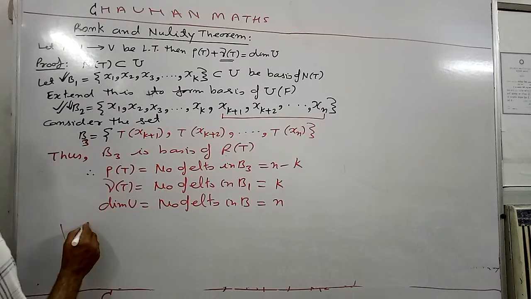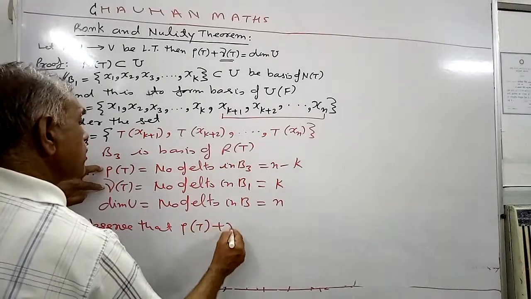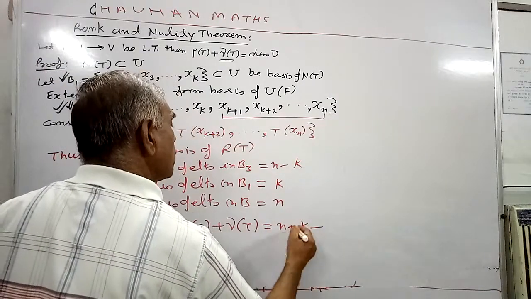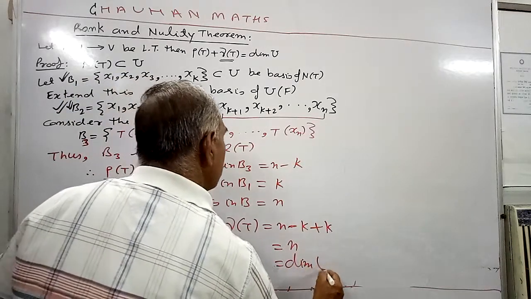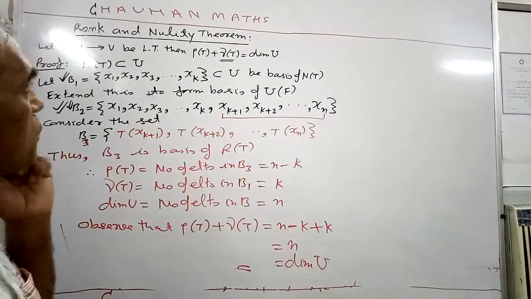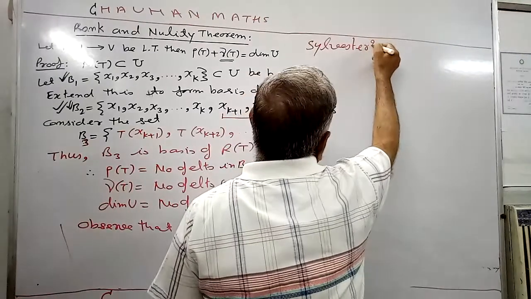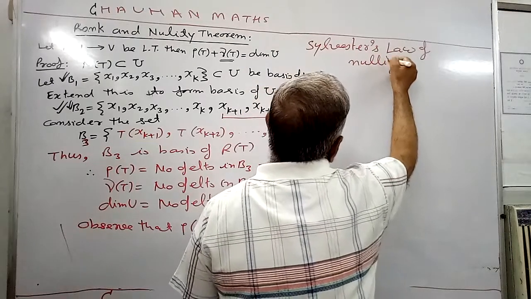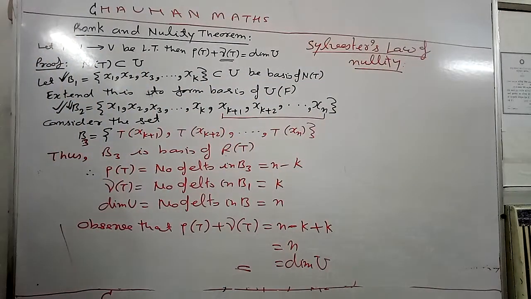And one can easily observe that rank T plus nullity T is equal to n minus k plus k, and minus k plus k cancels, so that is equal to n, and that is equal to the dimension of U. This rank and nullity theorem stands proved. This is also known as Sylvester's law of nullity, Sylvester's law of rank and nullity, or Sylvester's law of nullity alone we can say.